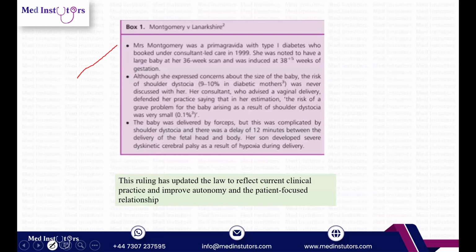Although she expressed concerns about the size of the baby, the risk of shoulder dystocia, 9 to 10% in diabetic mothers, was never discussed with her. Her consultant, who advised a vaginal delivery, defended her practice, saying that in her estimation, the risk of a grave problem for the baby arising as a result of shoulder dystocia was very small.